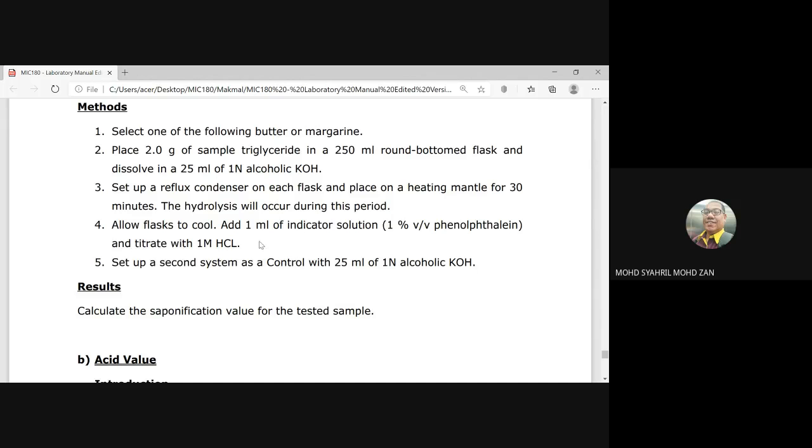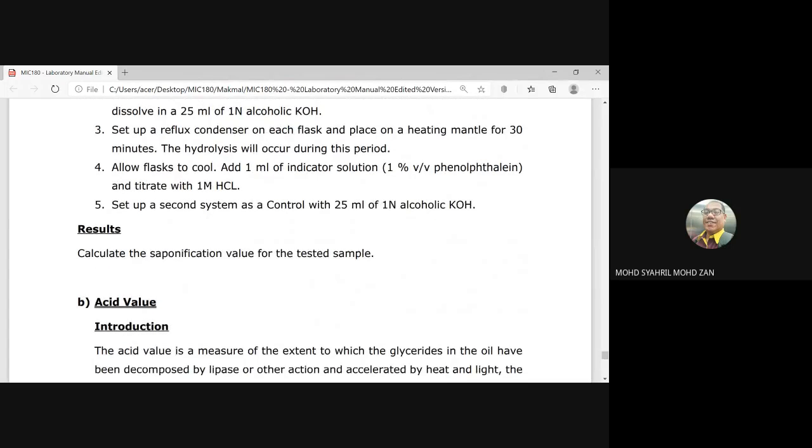Titrate with 1 molar HCl. Set up a second system as a control with 25 ml of 1 normality alcoholic potassium hydroxide. Then for the results, you have to calculate the saponification value for the tested samples. Please use the formula above.